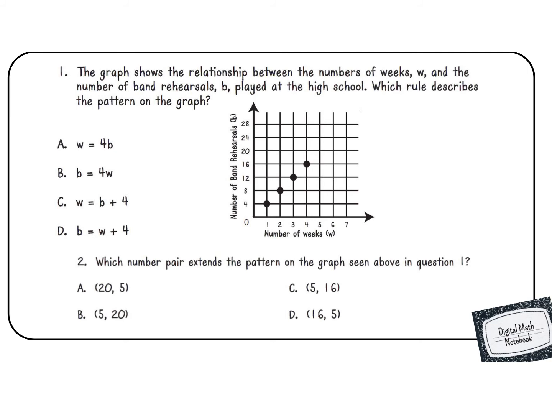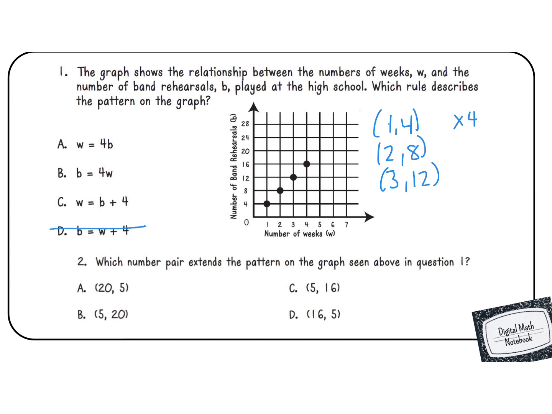So if I look at where my first point is, my first point is at 1, 4. Then my next point is at 2, 8. Then my next point is at 3, 12. So from those numbers, I can look and see from 1 to 4, I added 3, but from 2 to 8, that's not the same. So how about maybe times 4? 1 times 4 is 4. 2 times 4 is 8. 3 times 4 is 12.